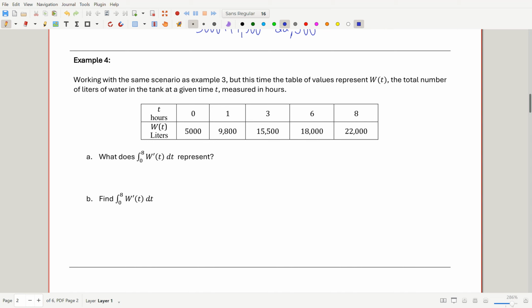Right. It actually represents the exact same thing our integral from above represented. This is the rate at which the liters are entering the tank. So when you integrate, just like before, the rate that the liters are entering the tank, it's actually the same thing. So it is literally the same words from above. How many liters of water are pumped into the tank between t equals 0 and t equals 8?